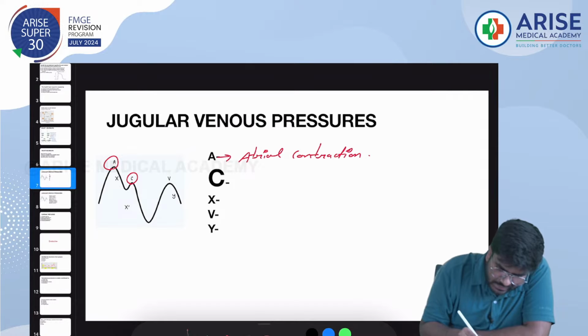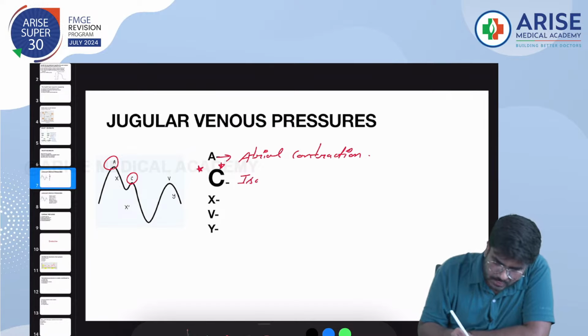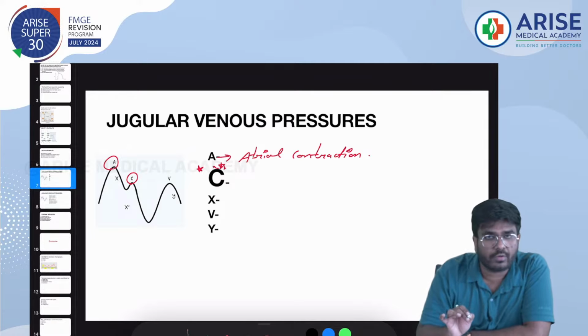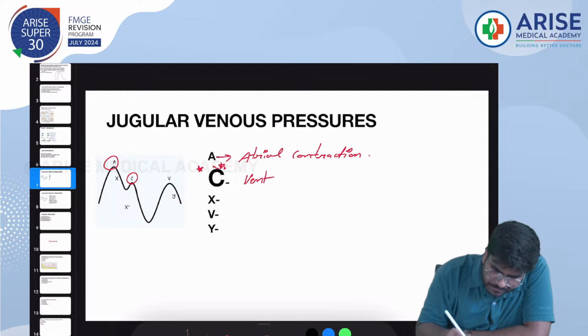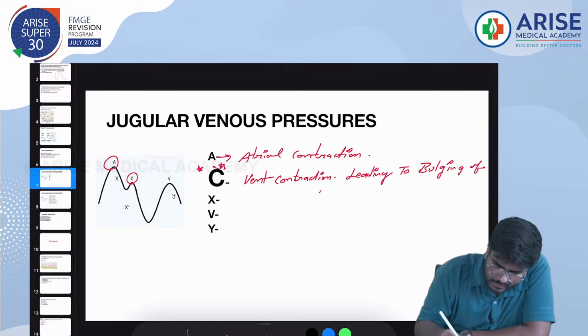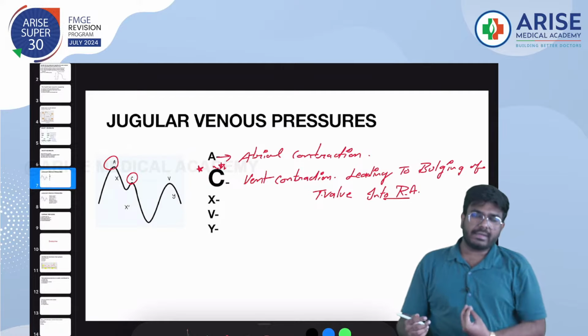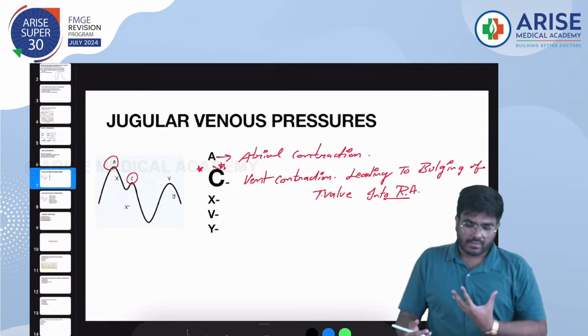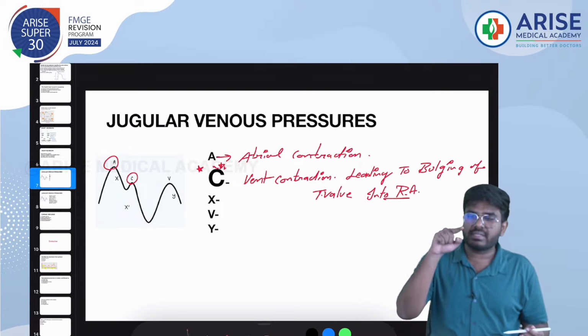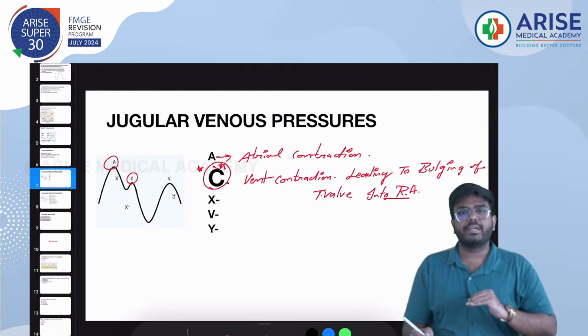Atrial contraction. The small C wave, which is very important for your exam, is seen during the phase of isovolumetric contraction. Of course, it's isovolumetric contraction, but the better answer is that the C wave is seen during ventricular contraction leading to bulging of the tricuspid valve into the right atria. When the right ventricle is contracting, especially during isovolumetric contraction, that causes the bulging of the tricuspid valve into the right atria, which increases the pressure in the internal jugular vein. That's why there is a small wave called the C wave. So C wave for ventricular contraction leading to bulging of the tricuspid valve.